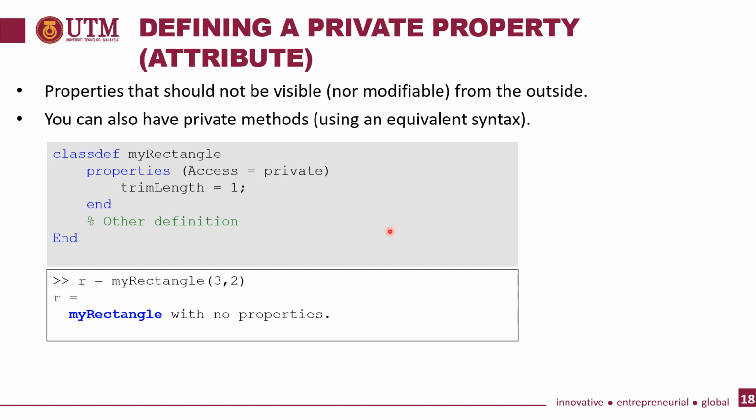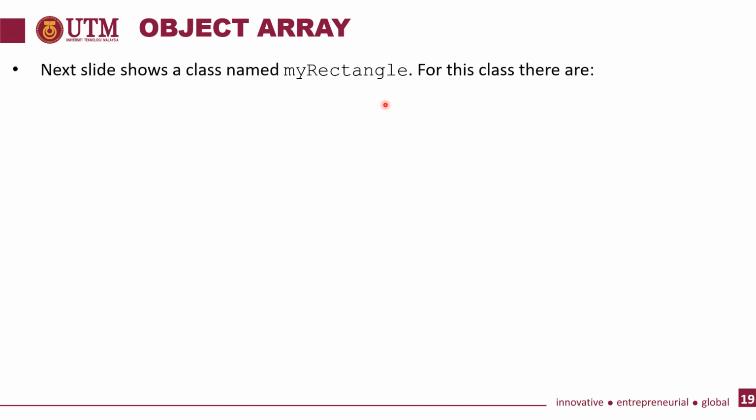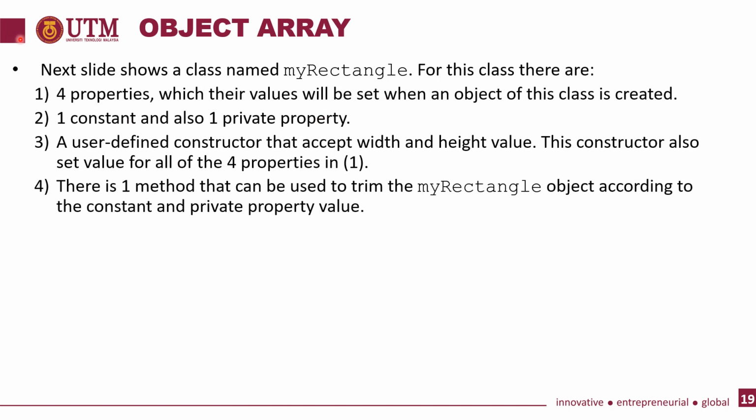Alright, next is object array. The next slide shows a class named myRectangle. For this class there are 4 properties, whose values will be set when an object of this class is created. This class also has one constant and one private property. You already learned about constant and private property, right? It also has a user-defined constructor that accepts width and height values. So you need to set the height and width before you initialize the object. This constructor also sets values for all the 4 properties in one go.